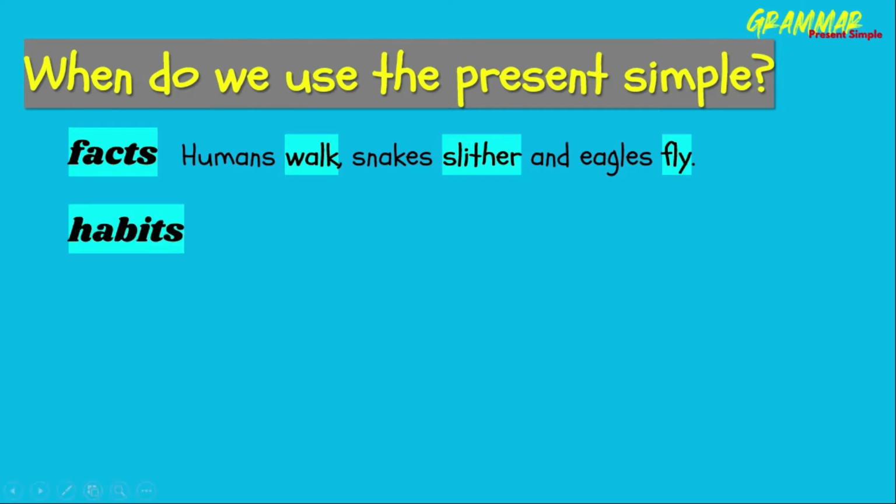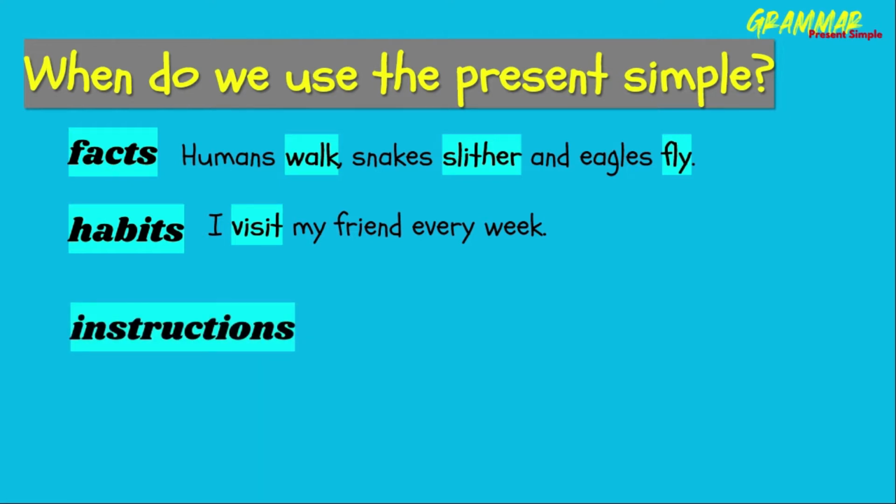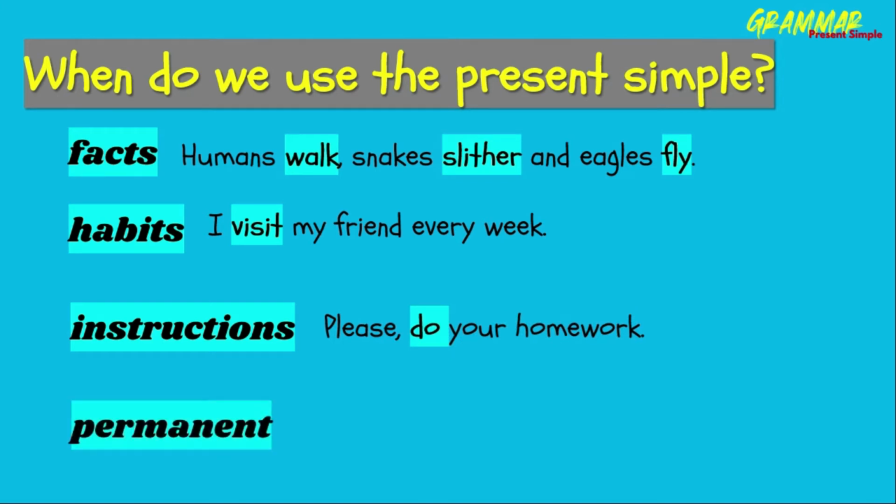We use the present simple for habits. For example, I visit my friend every week. We also use the present simple for instructions, given instructions. Please do your homework. We also use the present simple for something that is permanent or nearly permanent. For example, I live in Medina. We use the present simple in these situations.